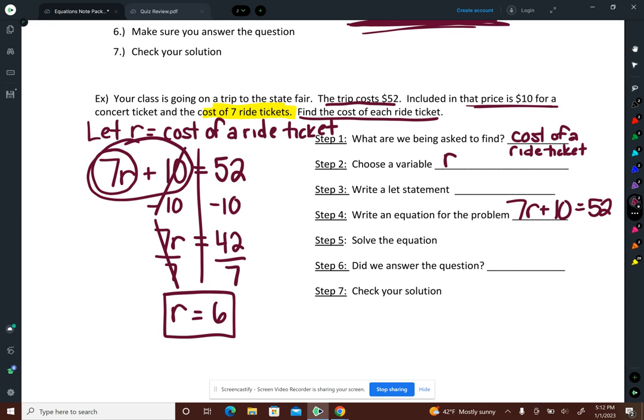So now step 6 says, did we answer the question? We want to make sure we answered the whole question. The question was asking us to find the cost of each ride ticket. We said R is the cost of a ride ticket, and we found R. So yes, we answered the question.